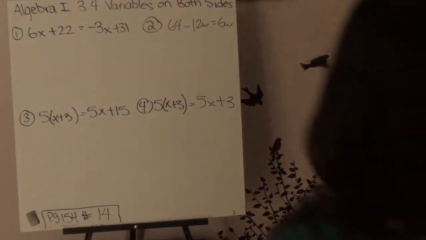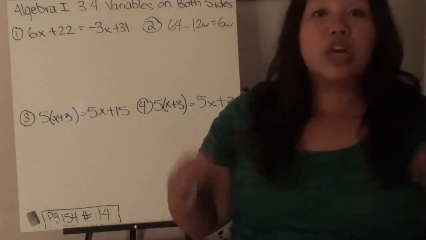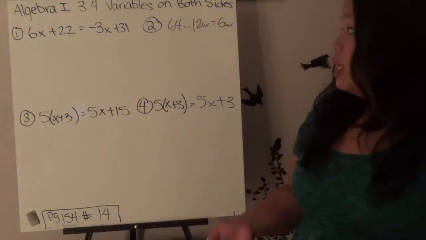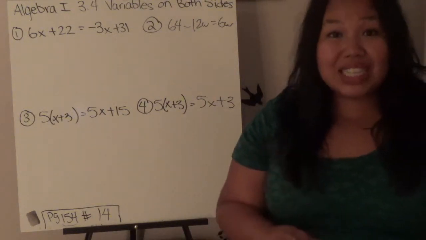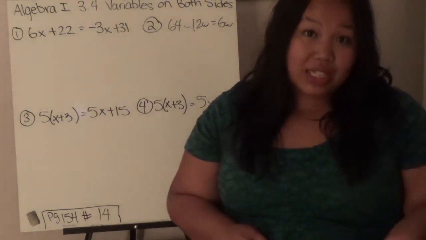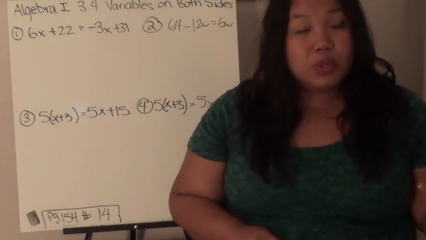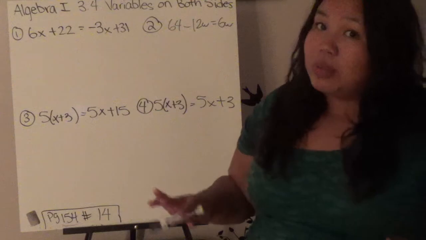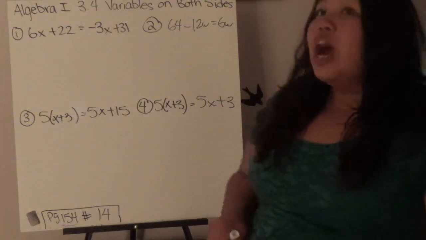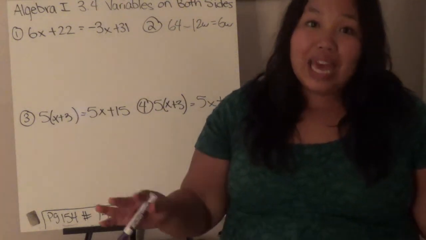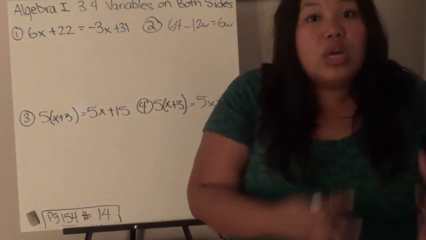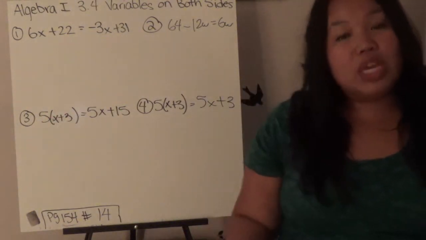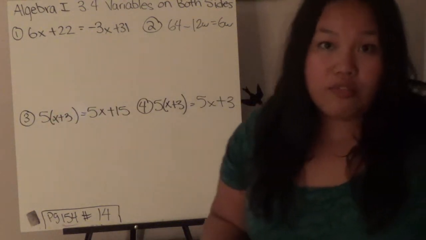Section 3.4 in Algebra 1, we're dealing with variables on both sides. So basically, you're going to be working with the equations you worked in the last section, but you were lucky enough the last section that all the variables we're looking for are isolated to one side. Now, all the rules still apply to this section. It's just our first goal before isolating x is to get all the x's on one side of the equal sign so that we can just be dealing with one variable.